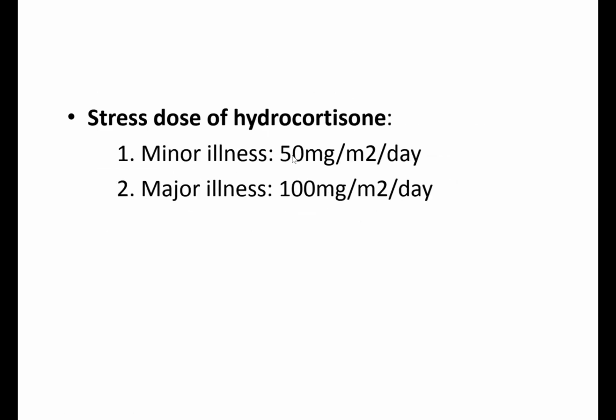So the stress dose of hydrocortisone in minor illnesses is 50 mg per meter square per day, and in major illnesses is 100 mg per meter square per day. Usually we give up to 100 mg stat dose, but it can be increased to 150 and 200 as well, depending on the weight and the condition of the child.